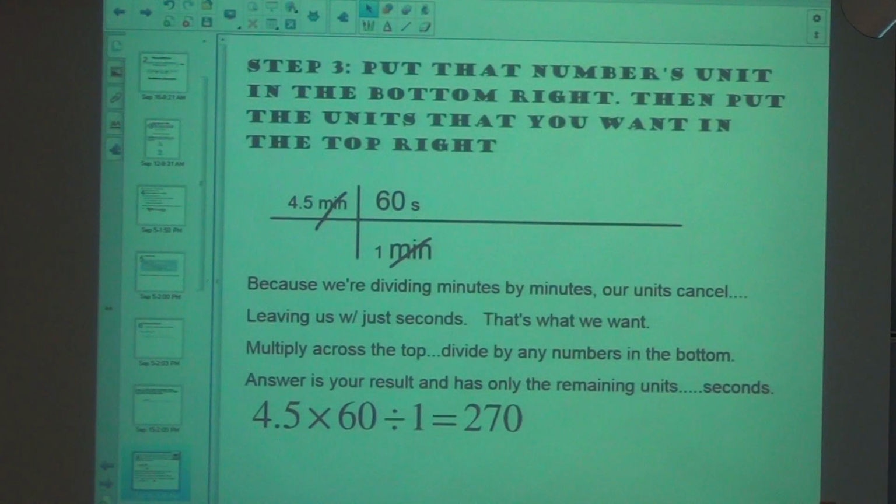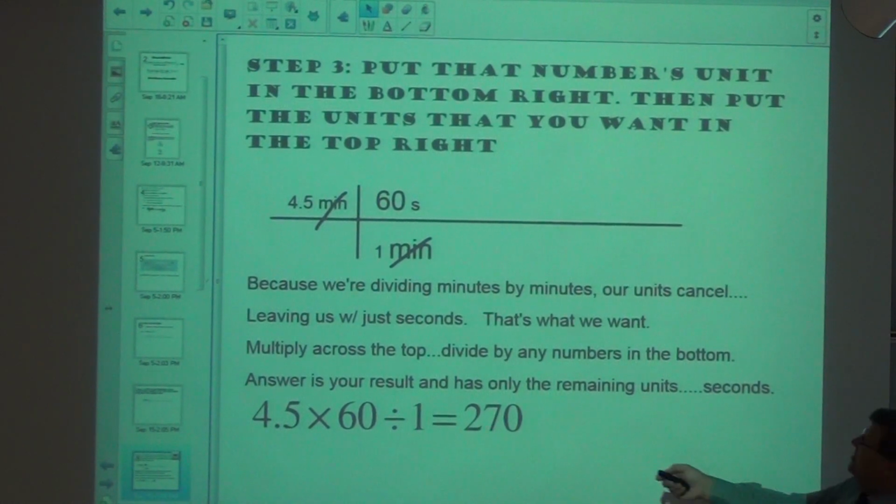The last thing you do is you have to do the math, which is to multiply the numbers across the top, and then you divide by the numbers that are on the bottom. The only number we have on the bottom is 1. That's nice. We divide by 1, what happens? Nothing. We're not changing anything. But the 4.5 times 60 tells us it's 270. So 4.5 times 60 divided by 1 gives us our 270. And our unit that we would put here would be seconds. It's 270 seconds, because that's the only unit of measurement left.